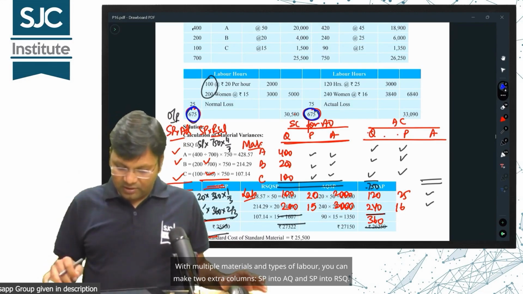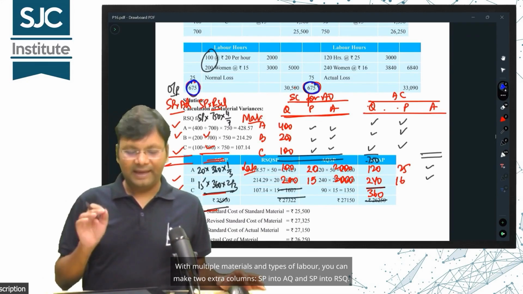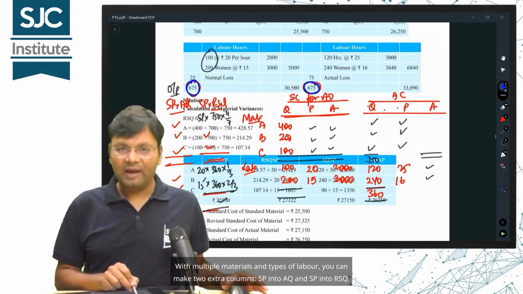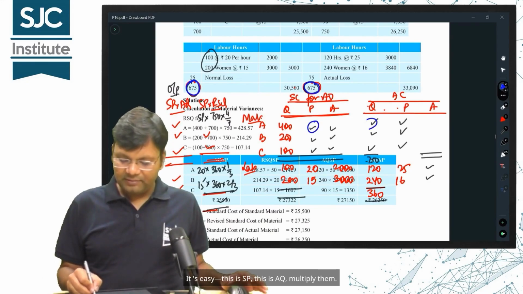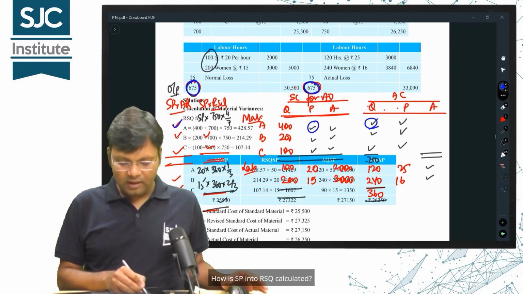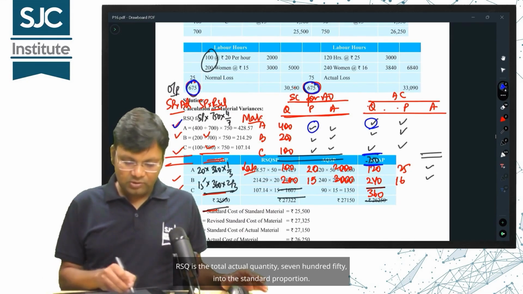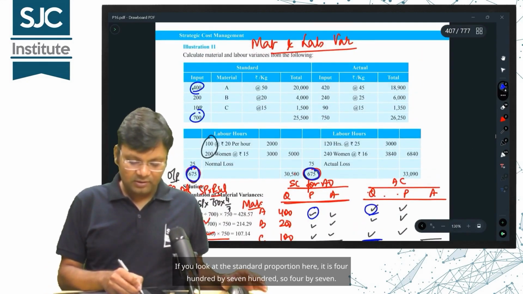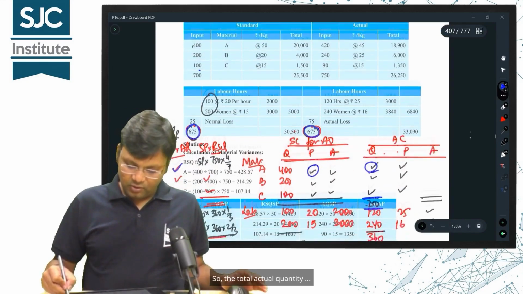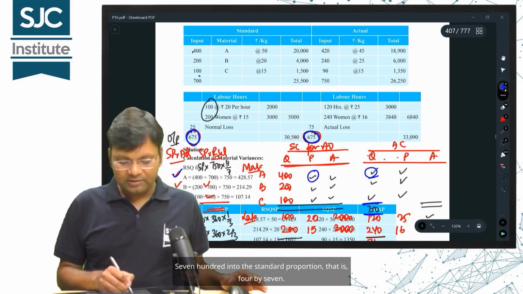With multiple materials and types of labor, you can make two extra columns, SP into AQ and SP into RSQ. How will SP into AQ be calculated? It's easy. This is SP, this is AQ. Multiply them. How is SP into RSQ calculated? RSQ is the total actual quantity, 750, into the standard proportion. If you look at the standard proportion here, it is 400 by 700, so 4 by 7.